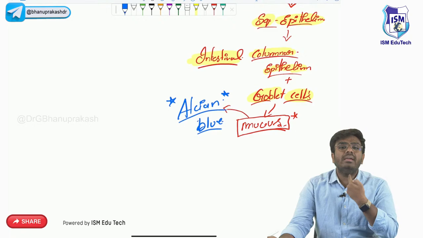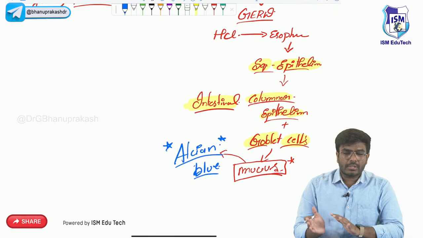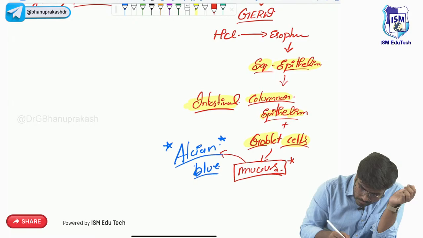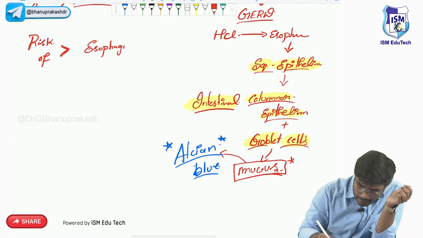The squamous epithelium is now changed into columnar epithelium with the goblet cells. Now, from the medicine point of view, as well as pathology, one important MCQ: whenever you have Barrett's esophagus, you are having a risk of what? See, whenever you have Barrett's esophagus, it has a risk of esophageal cancer. Okay, it causes esophageal cancer.